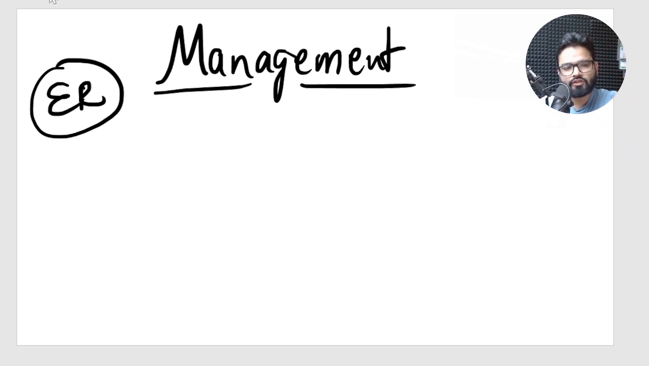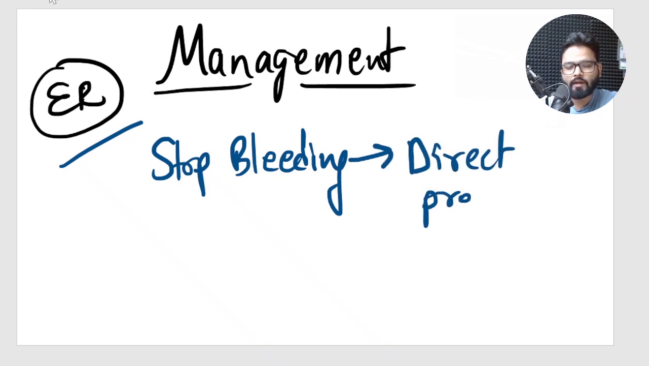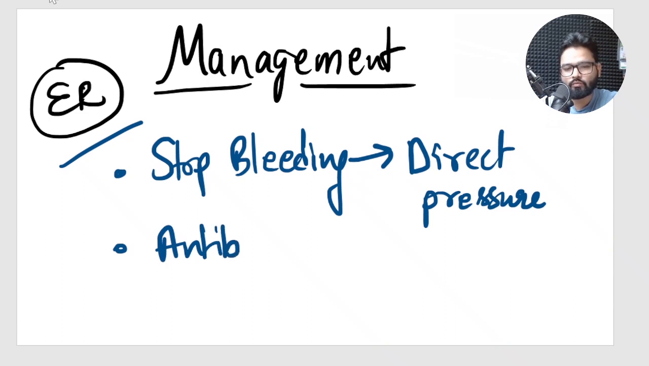For management of these injuries in the emergency room, first we should stop the bleeding, and the best way to stop bleeding is by direct pressure and not by applying a tourniquet. The most important management in the emergency room is antibiotics. The antibiotics given in the emergency room early have been associated with good outcomes in these patients.